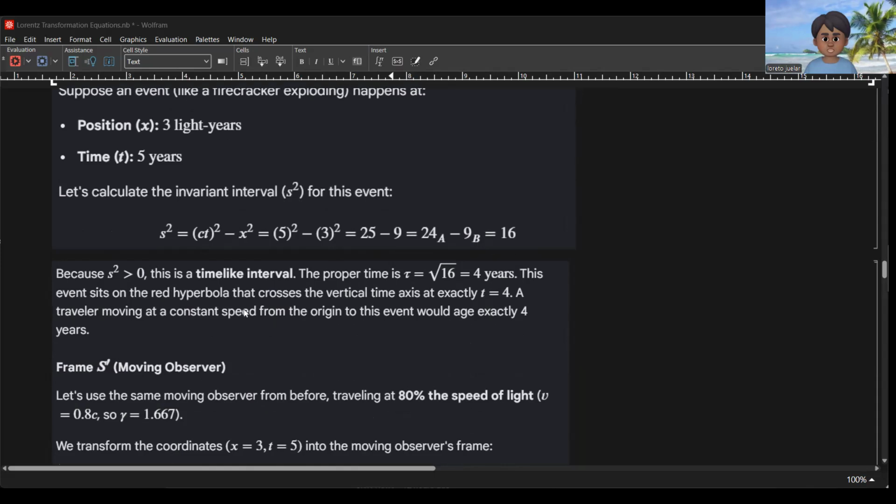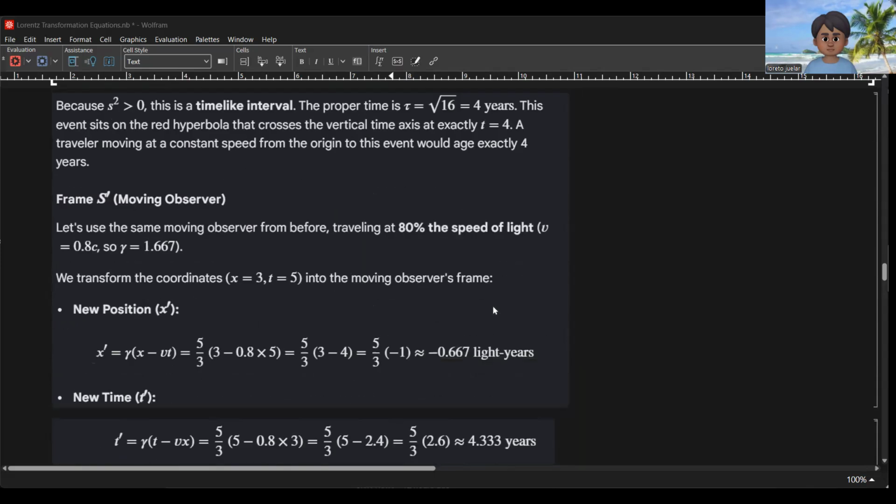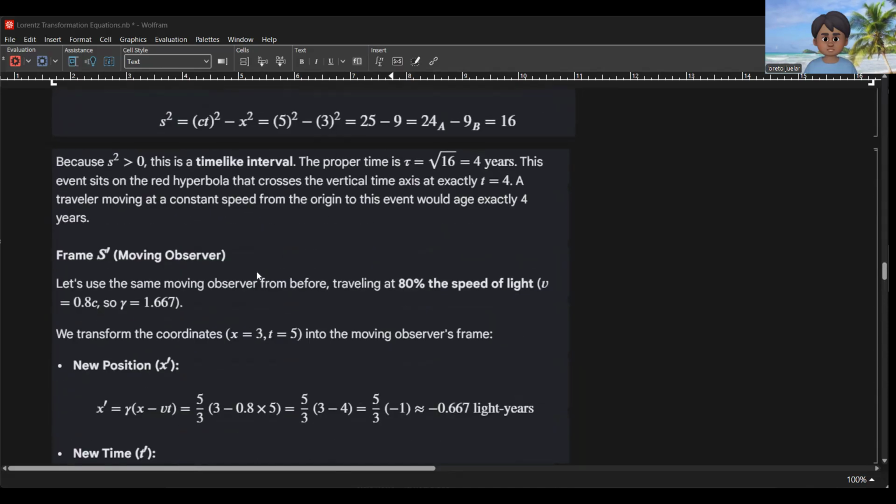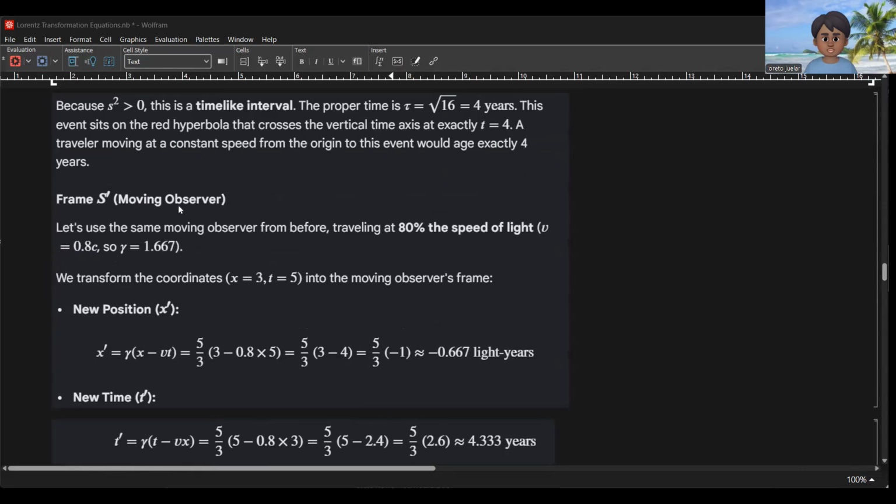So this event sits on the red hyperbola that crosses the vertical time axis at exactly time equal to 4. A traveler moving at a constant speed from the origin to this event would age exactly 4 years. Now from S prime, the moving observer, let's use the same moving observer from before, traveling at 80% the speed of light, that is 0.8c.